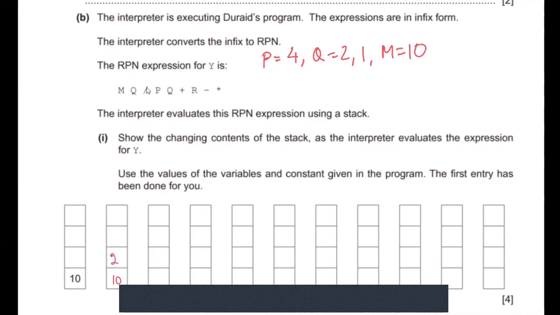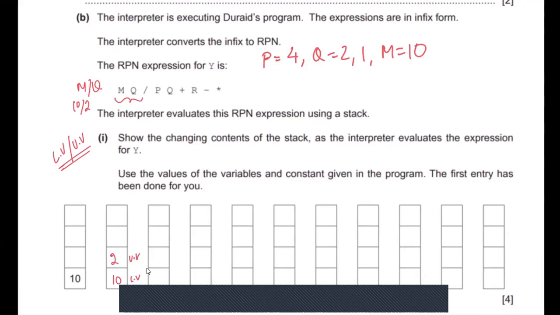Then we come across an operator, which is the division operator. When you come across a division operator, this basically means M by Q, which means 10 by 2. So always in an RPN form, it is the lower value divided by the upper value. The value at the bottom divided by the value at the top.